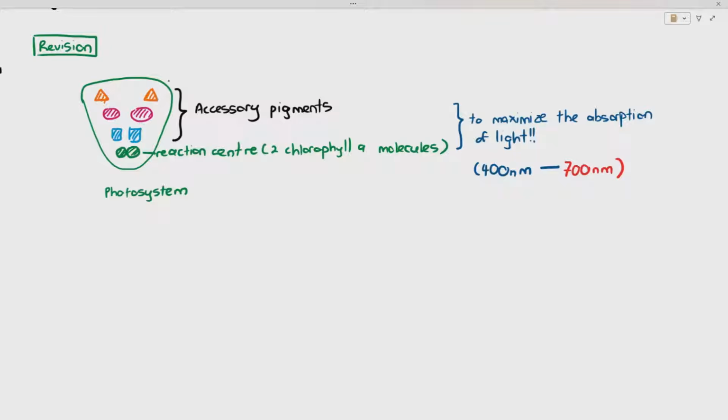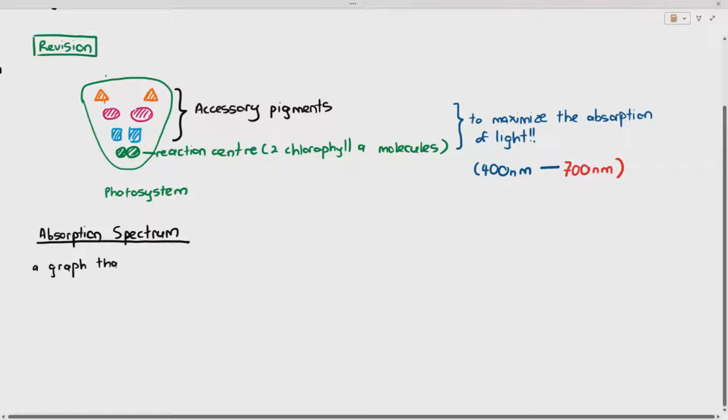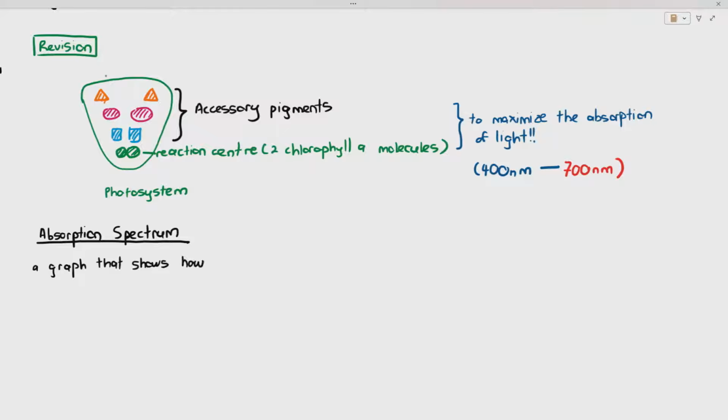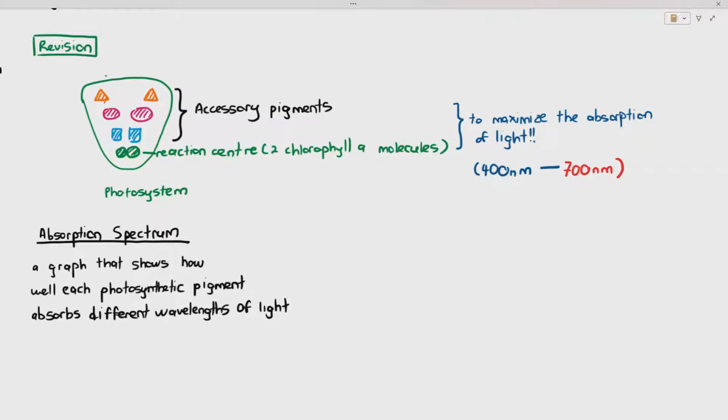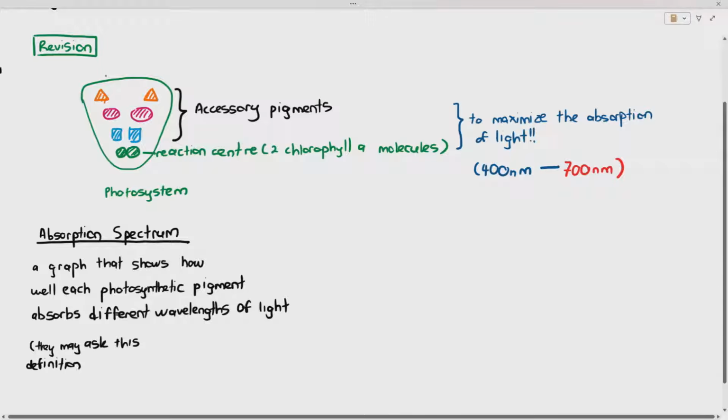You see, as an example here, we will have to talk about a very important concept known as the absorption spectrum. And the absorption spectrum is basically a graph that shows how well each photosynthetic pigment absorbs different wavelengths of light. And they may ask this definition in the exam.